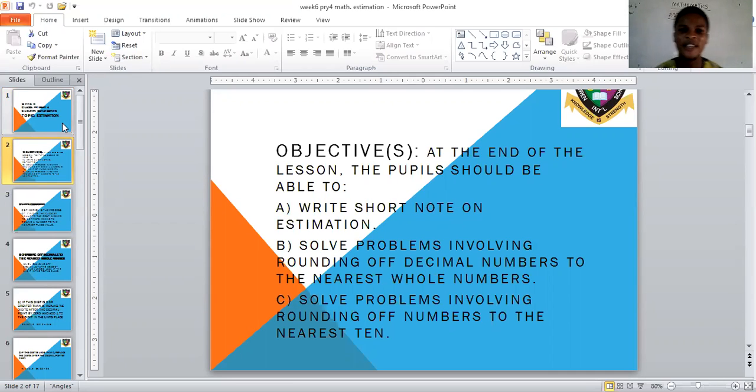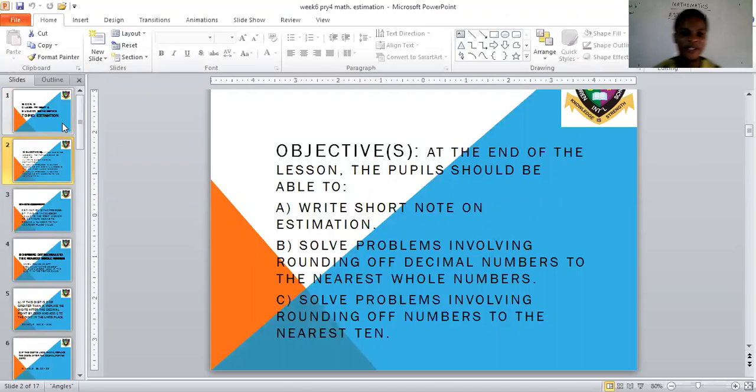But before we start, let's quickly look at the lesson's objective. The objective says, at the end of the lesson, the pupils should be able to: A, write a short note on estimation. The second says, solve problems involving rounding off decimal numbers to the nearest whole numbers. And C, which is the third one, says, solve problems involving rounding off numbers to the nearest 10.